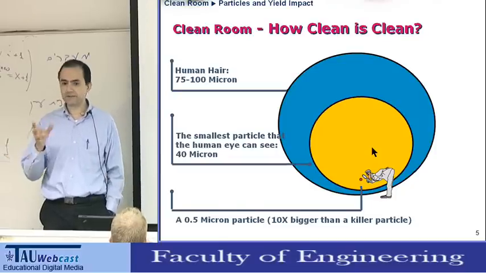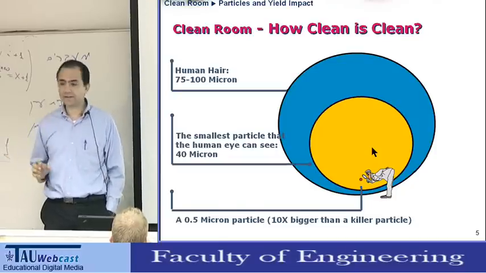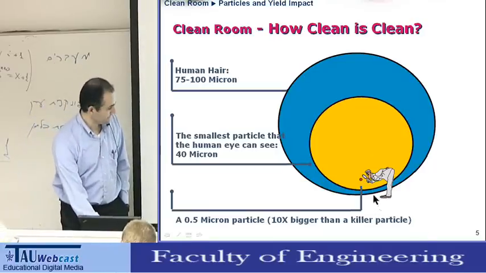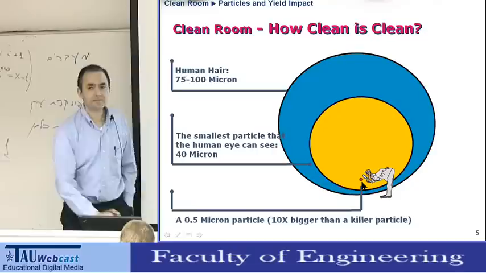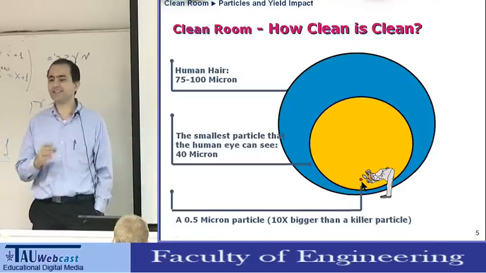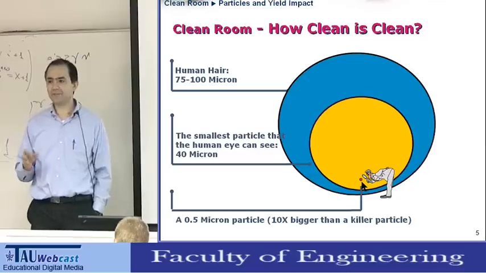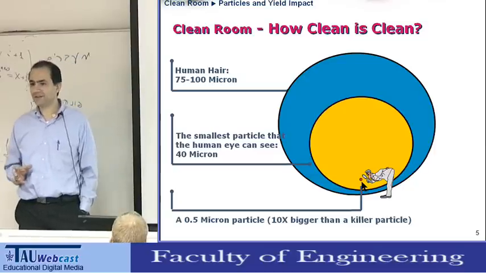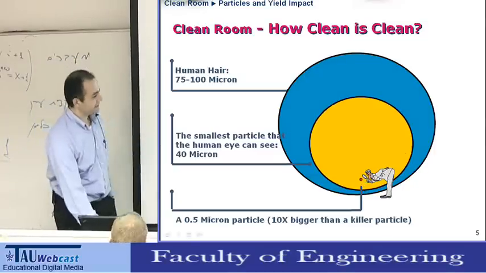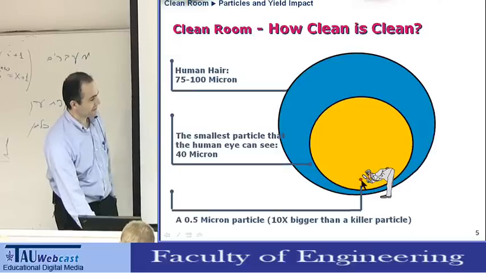Okay, we can see particles which are smaller than the thickness of a human hair, but not by much. And this one is a particle. When I started teaching this course, this was a killer particle. Today, this is bigger than 10 times a killer particle. So you get an impression of how big are the particles. So now I just talked about this one.